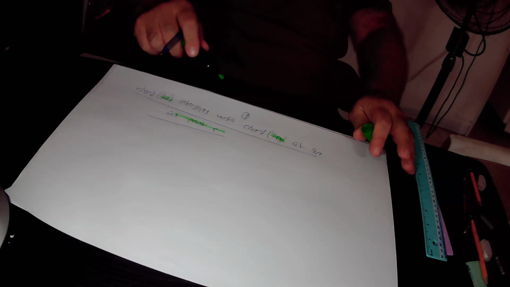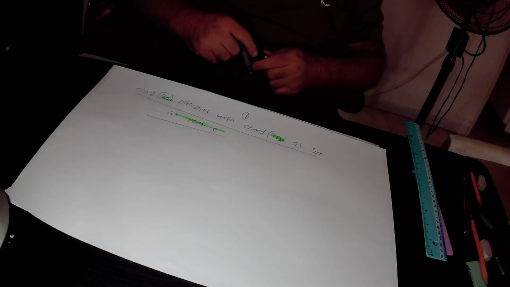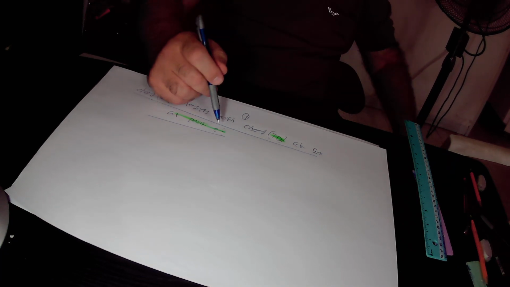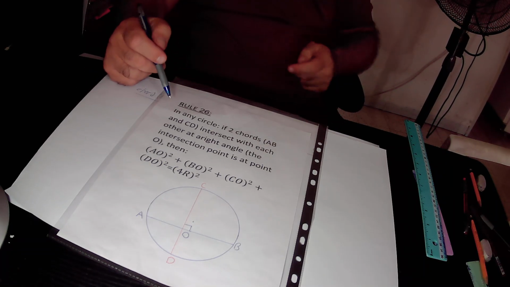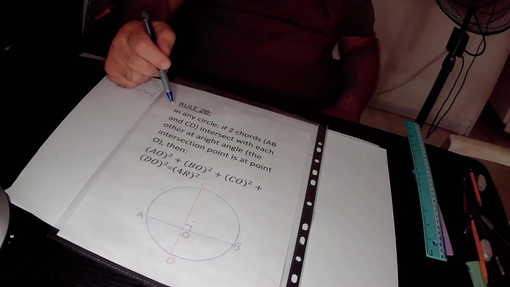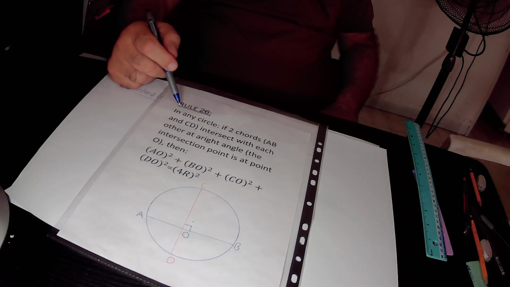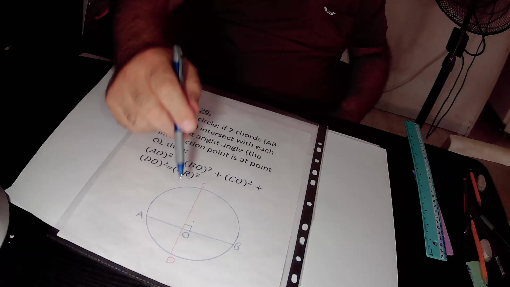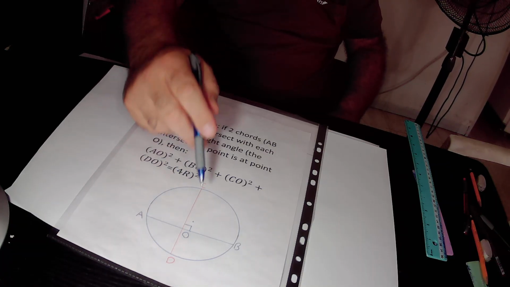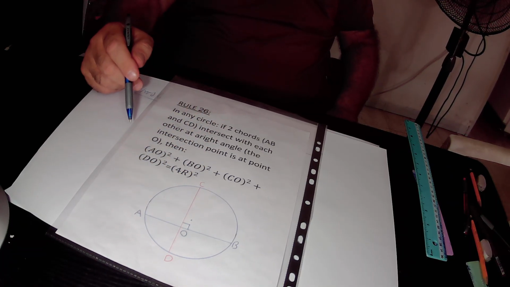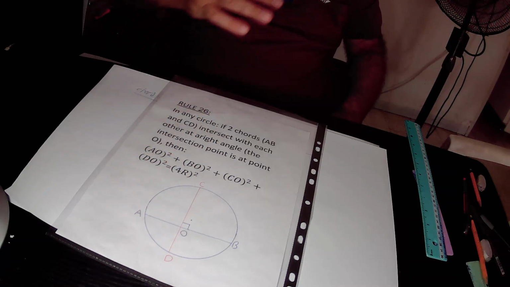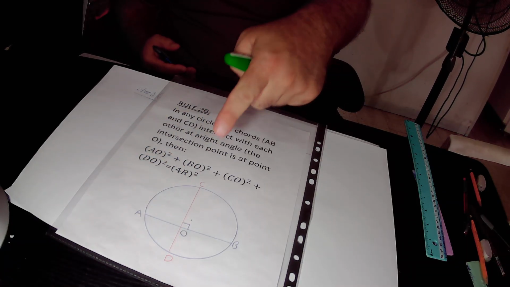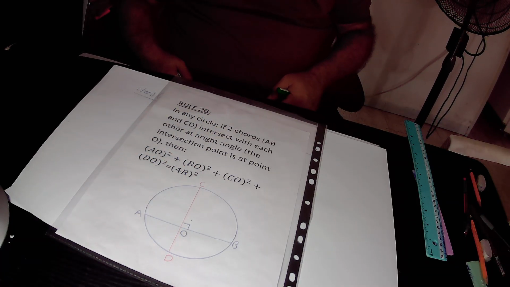Repeat quickly on rule 26. Rule 26 is true in any circle. In any circle, if two chords AB and CD intersect with each other at 90 degrees at point O, then the following equation is true: AO squared plus OB squared plus CO squared plus OD squared equals 4R squared. And R is the radius of this circle.